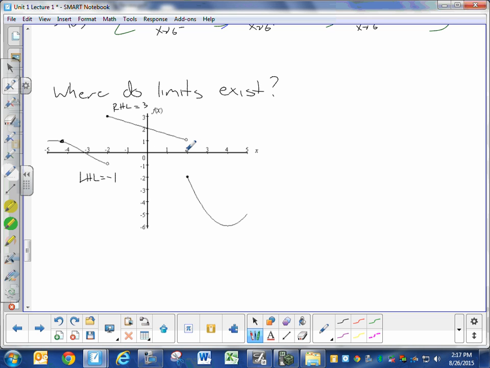Over here, the left-hand limit is staying on this top piece. That'll be equal to 1. The right-hand limit over here is going to be equal to -2. That means the limit does not exist at -2. The limit does not exist at 2. So where do the limits exist? We would say all x's such that x does not equal -2 or 2.